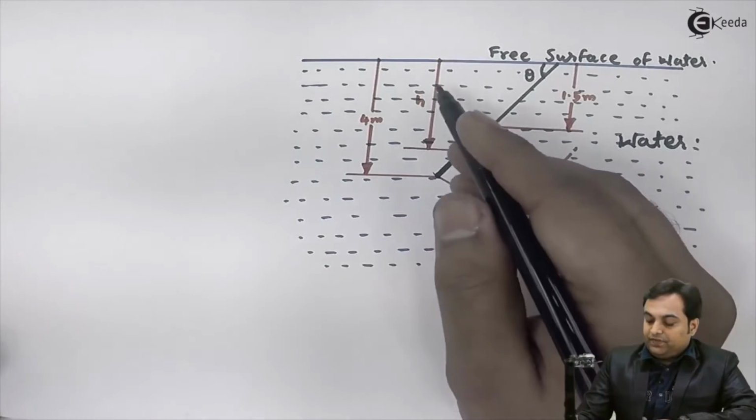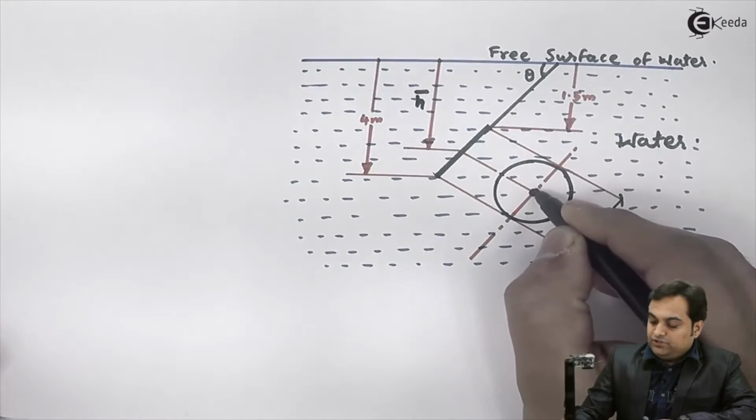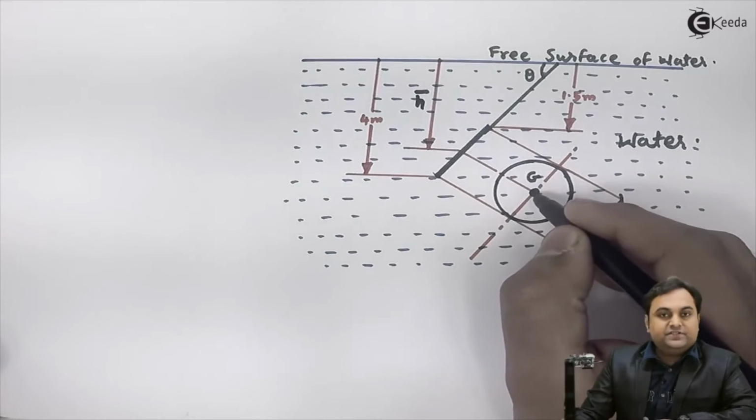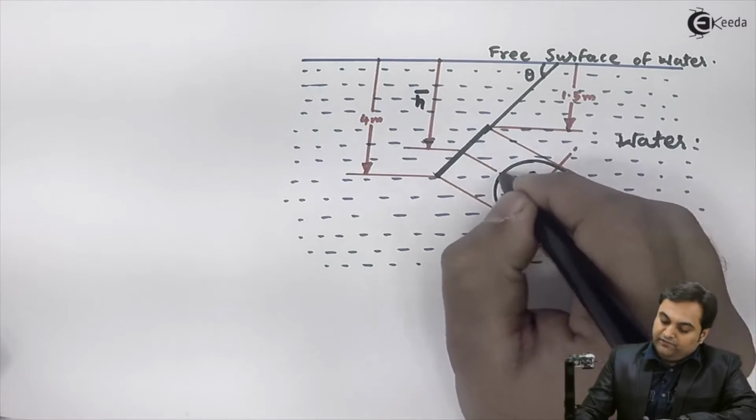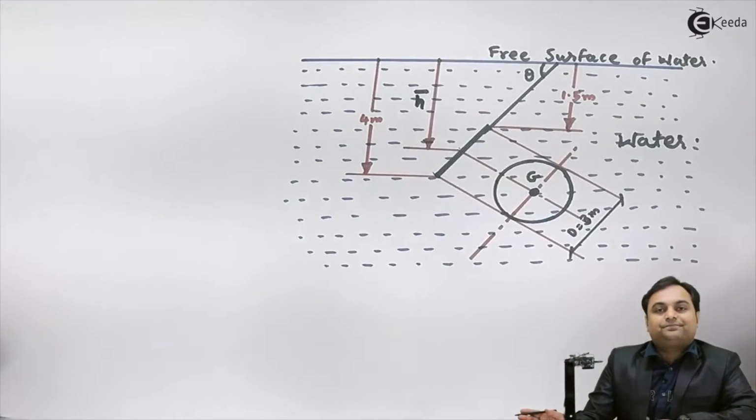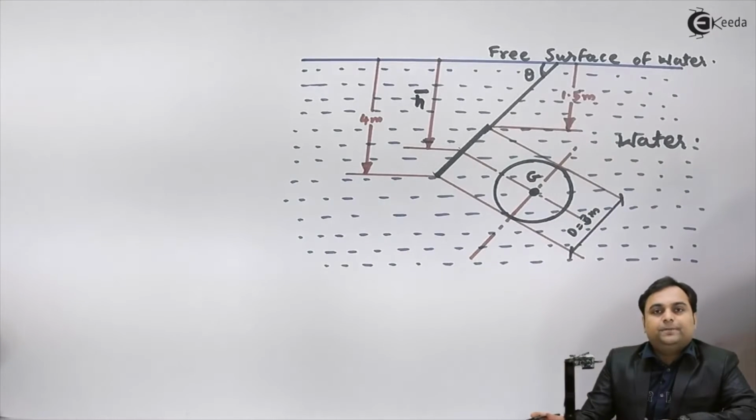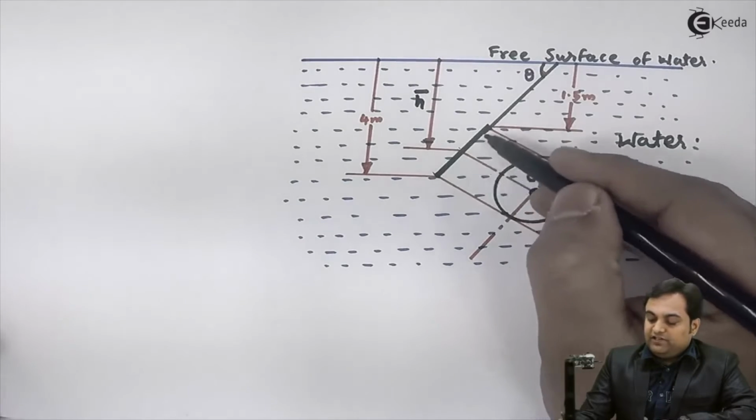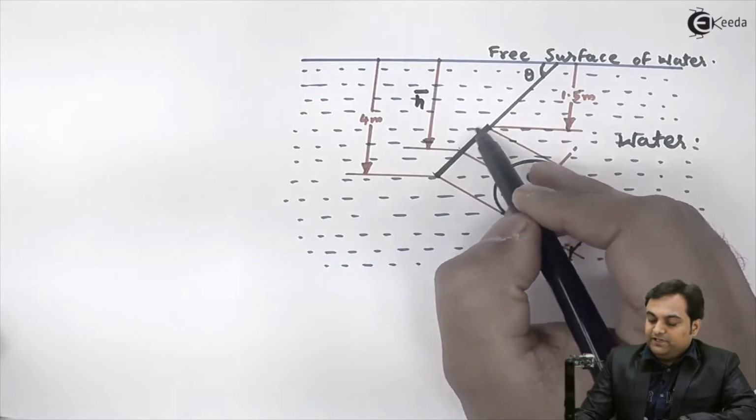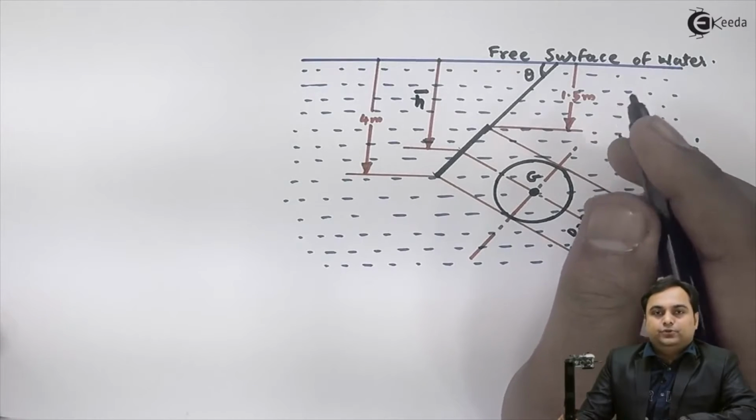Now after that, here H bar indicates the position of centroid, and we know that for a circle centroid will be there at the center. So this centroid I have projected here, and the distance of the centroid from the free surface is H bar. Now as we can see, this plate is inclined at an angle of theta. So this case becomes of an inclined plane which is kept in water, and there would be a force exerted on this plate because of the water, and that force would be called as hydrostatic force or total pressure.